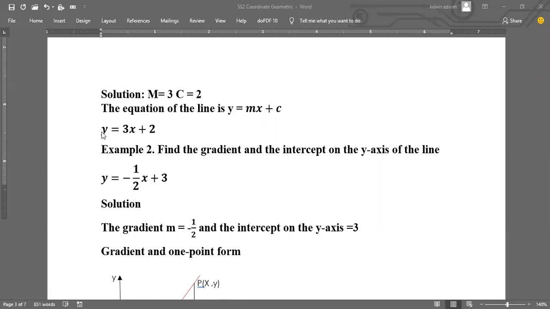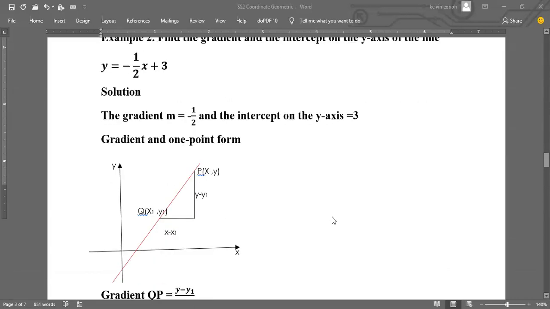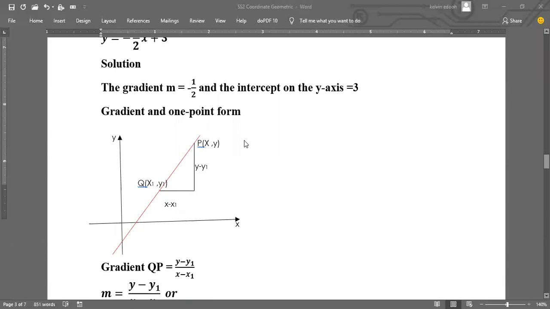Take this example. In this equation here, the gradient is 3. So anytime I give an equation of a straight line in a simplified form where y is equal to something, the coefficient of x is the gradient. In this case, the gradient is minus 1/2 and the intercept is 3.